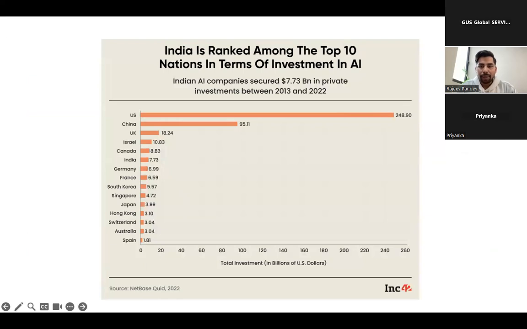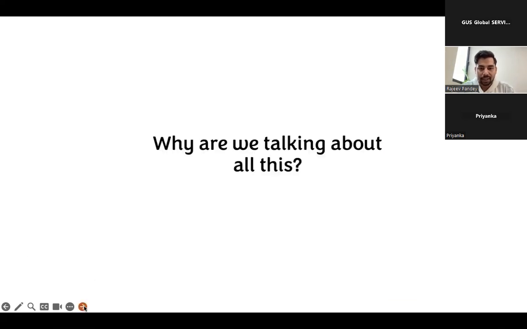Let's move forward and come back to India. India is ranked among the top 10 nations in terms of investment in AI. And the good thing for us is that this data came in 2022, that the highest are the US, China, UK, Israel, Canada, and then we are there, where we've invested so much. And since this data is from last year, now we are in 2024. So I'm sure we would have invested more, and this investment would have gone up. New startups are there. It was a nascent stage.